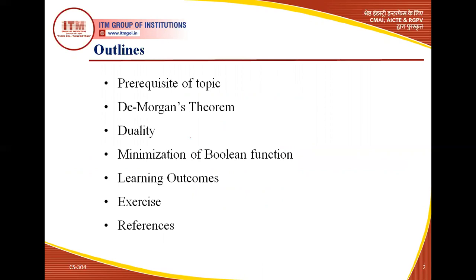So these are the outlines of today's video lecture: prerequisite of the topic, then the De Morgan theorem and duality, then minimization of Boolean function, that means how we can minimize any Boolean function. Then the learning outcome, that means what we learn from today's video lecture, and some exercise problems and references.